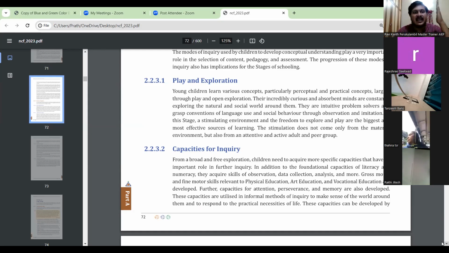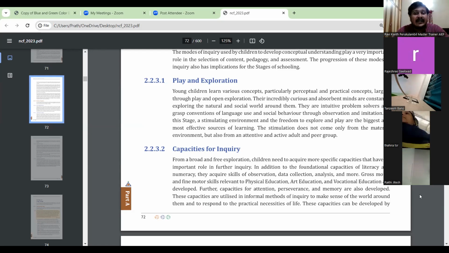Maybe it is parents or maybe any elderly person around them. Their peers, what peers are doing. They're observing things at home. They are observing things at school. And they are imitating the same things and they are developing social behavior through that.